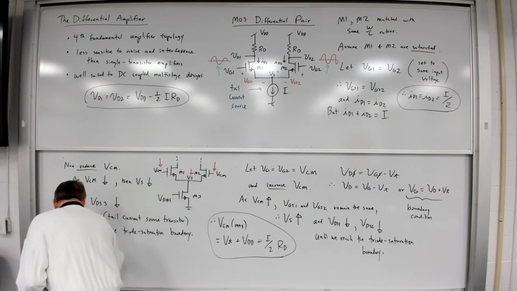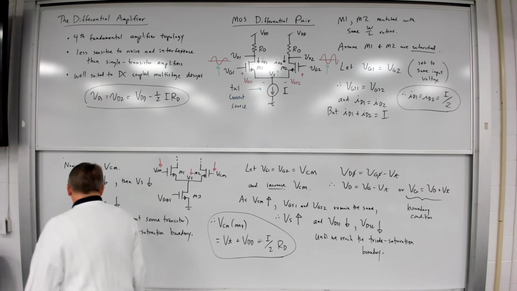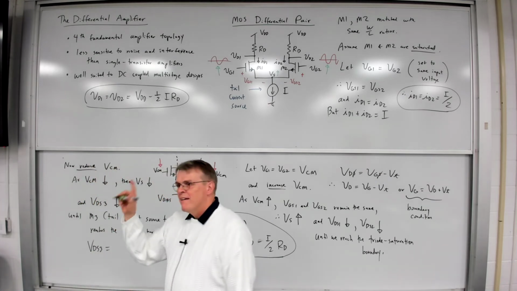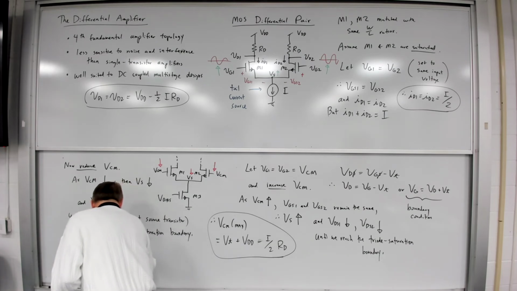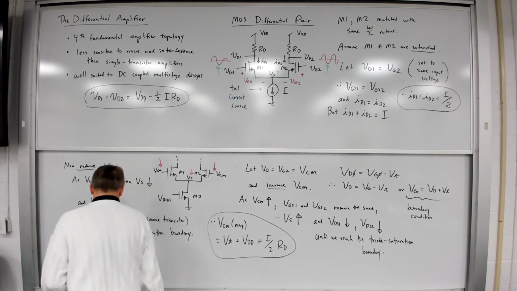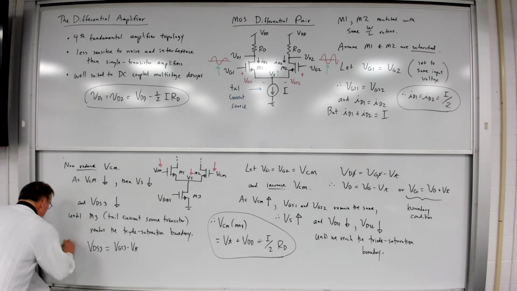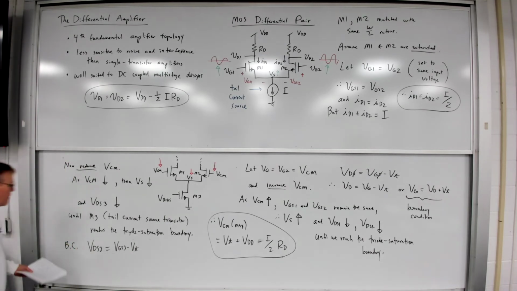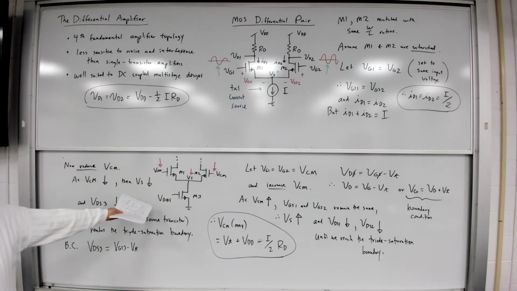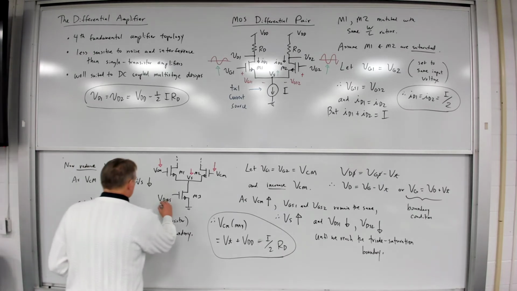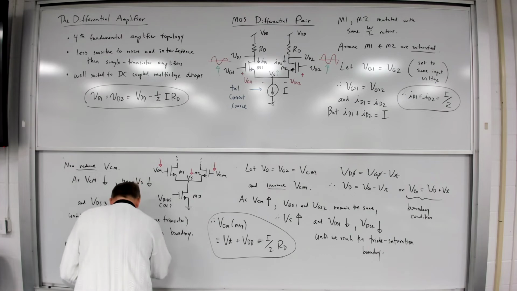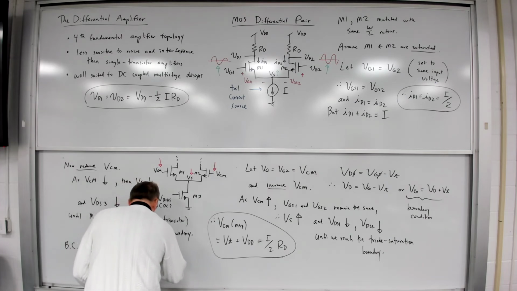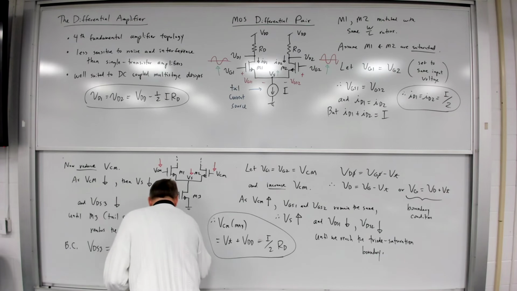Okay, so if we think about that for a moment, in this case VDS3 will be equal to VGS3 minus VT. That's our boundary condition. What is VGS3? Well, it's that DC bias voltage, V bias. This is just a DC voltage that's biasing this transistor. So that's going to be equal to V bias minus V sub T.